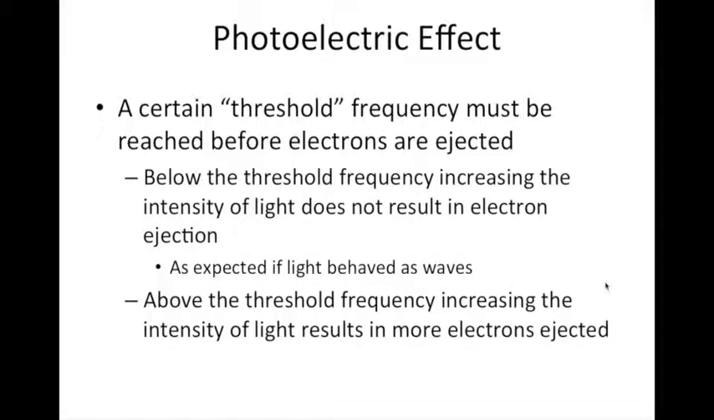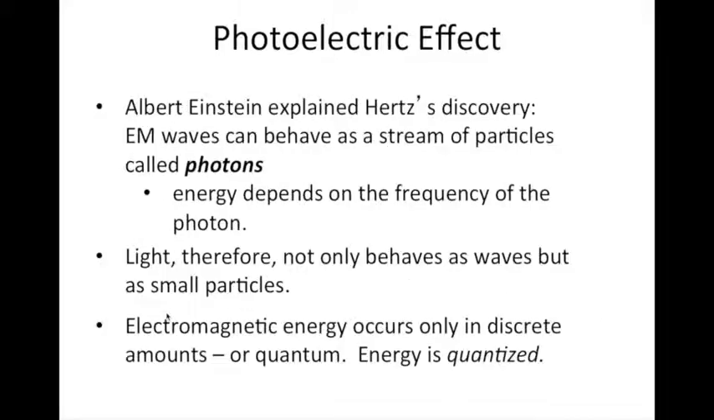A second summary of our results: a threshold frequency must be reached before electrons are ejected. If you are below this threshold frequency, increasing the intensity of the light does not result in the ejection of electrons, and this is what is expected if indeed light behaves as waves. Above that threshold frequency, the intensity of light gives you more electrons being ejected. So how can you explain this, if using the assumption that light is waves fails to explain this?